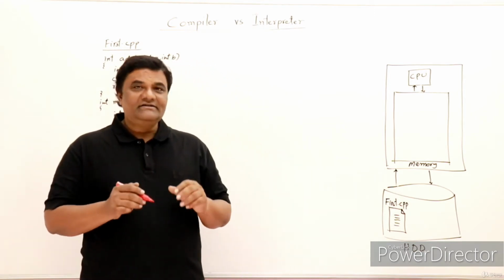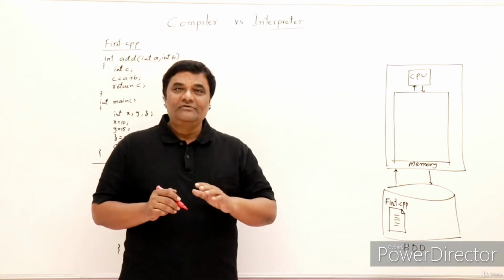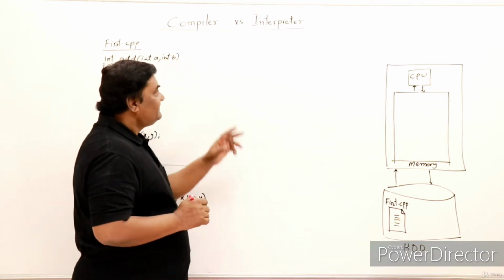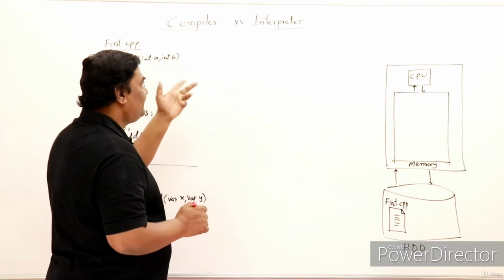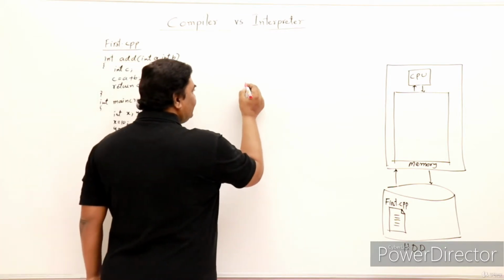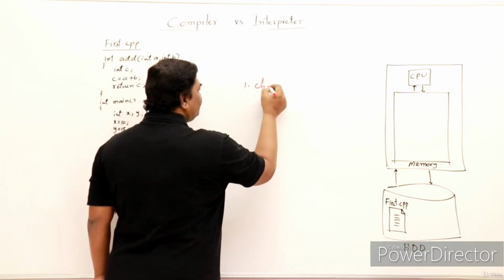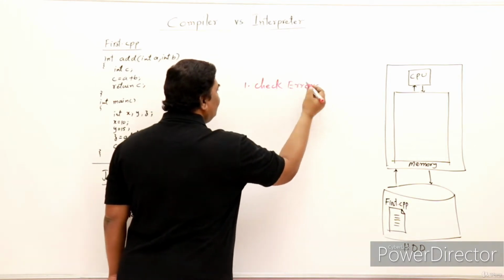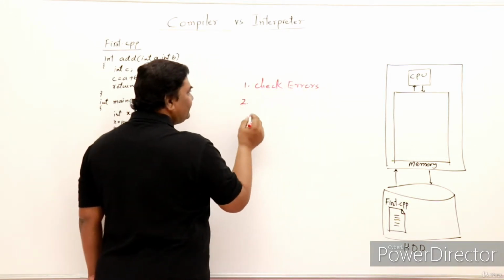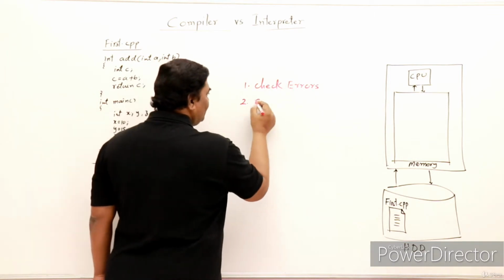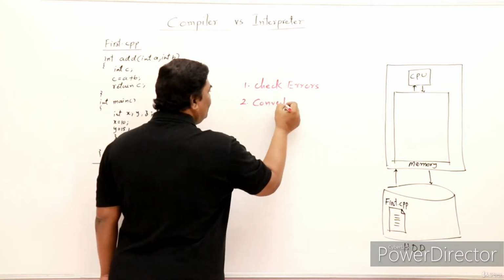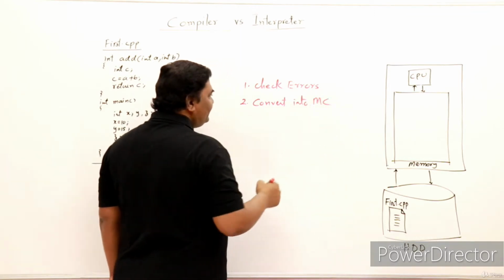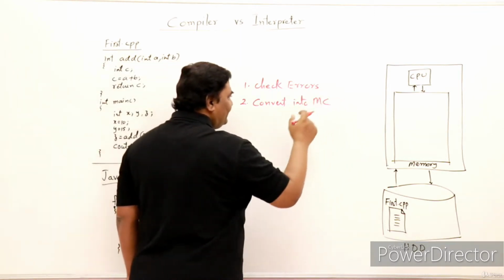For understanding this, we should know what is the job of compiler and interpreter. What are the major tasks? Let us see. The task of the compiler or interpreter, whatever it may be: first thing, it will check for errors. This is the first thing. Then the second thing is convert into machine code. I will write MC as machine code.